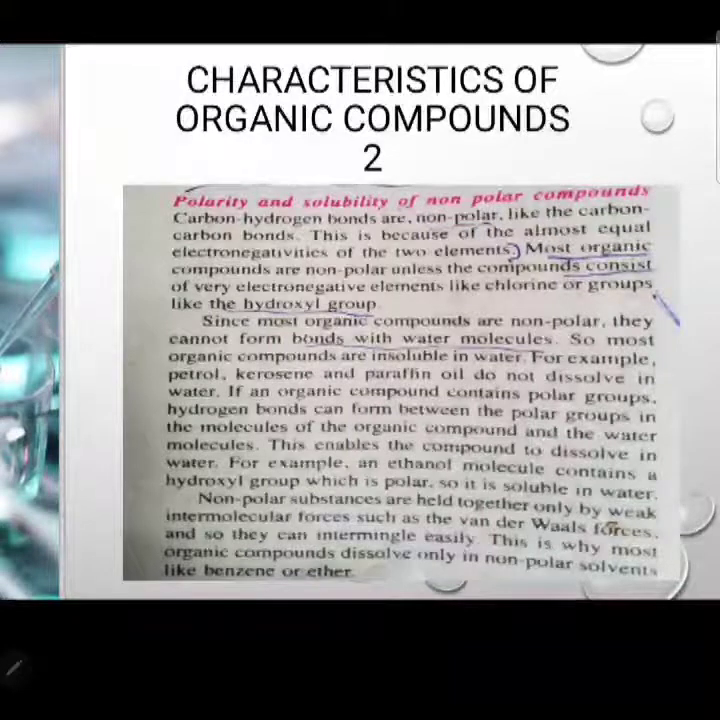Polar compounds are soluble in polar solvents. Non-polar compounds are soluble in non-polar solvents. Polarity is a concept that has to do with the distribution of electronegativities. It will be talked about later.